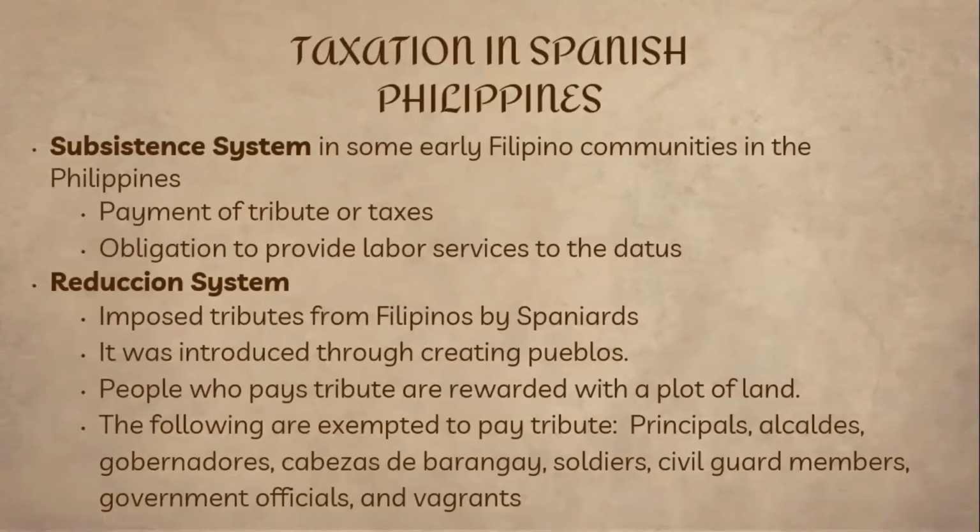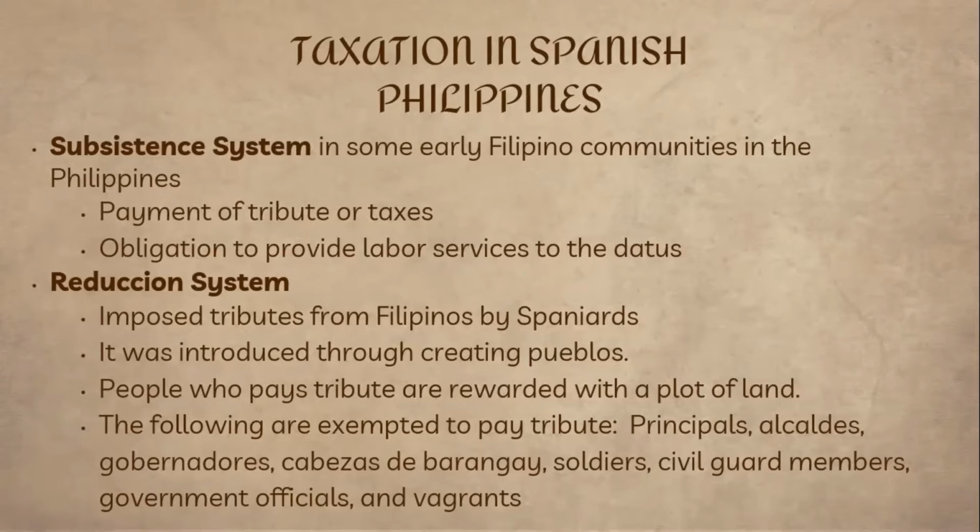The Philippines may have had abundant natural resources like minerals, agricultural land, and fisheries even before the arrival of the Spaniards. But our ancestors were mainly involved in a subsistence economy, which means a type of economy that produces only enough output for its own consumption and does not attempt to accumulate wealth. And while the payment of tribute or taxes or the obligation to provide labor service to the datus in some early Filipino communities resembles taxation in the Philippines.